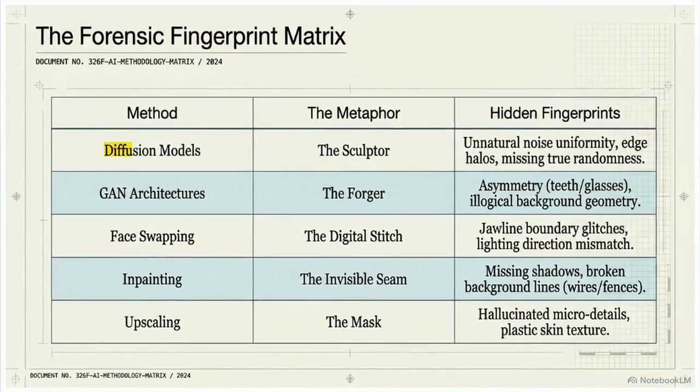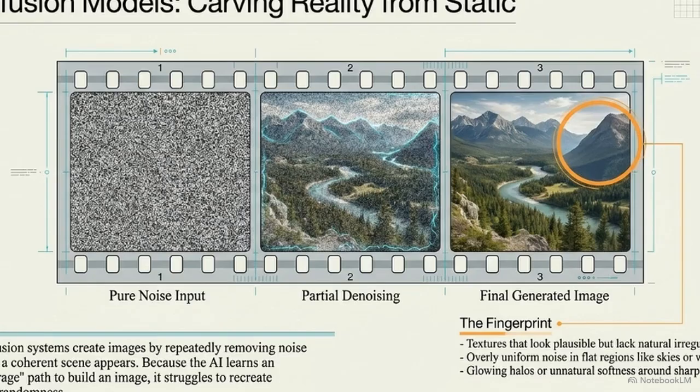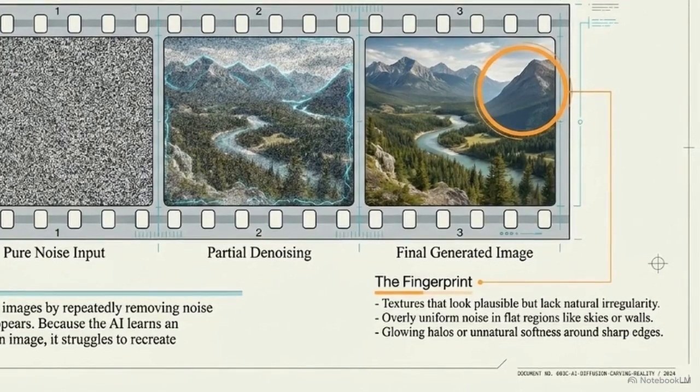We start with diffusion models to analyze their specific generation methodology. Diffusion systems create images by repeatedly removing noise until a coherent scene appears. The AI learns an average path to build these images, which makes it difficult for the system to recreate true chaotic randomness. Investigators should look for overly uniform noise patterns, particularly in flat regions like skies or empty walls.